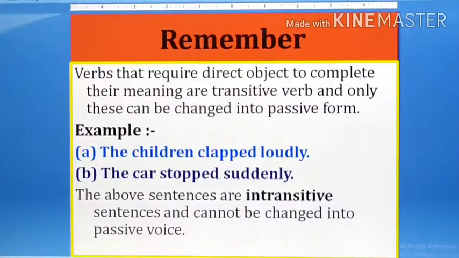Now an example: the children clapped loudly. See here, the children is the subject, clapped is the verb, and loudly is not the object. Loudly is an adverb. So there will be no passive here. The car stopped suddenly. This is also an intransitive sentence, and when we have an intransitive sentence, we cannot change it into passive voice. The above sentences are intransitive sentences and cannot be changed into passive voice.